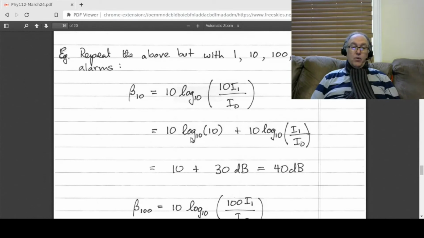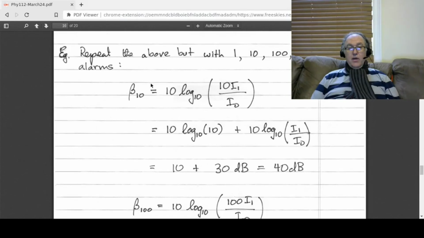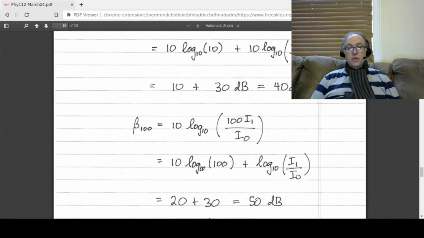But then if you do 10 log base 10 of 10, you get 10. So how did that work? Well, log base 10 of 10 is 1. Multiply that by 10 and you get 10. 10 plus 30 means that it's 40. So with 10 bells, you have 40 decibels. For 100 bells, instead of I1 here, you're going to replace that with 100 I1. And so then you're going to have 10 log of 100. And 10 log of 100 is 20. 20 on top of your base 30 gives you 50.